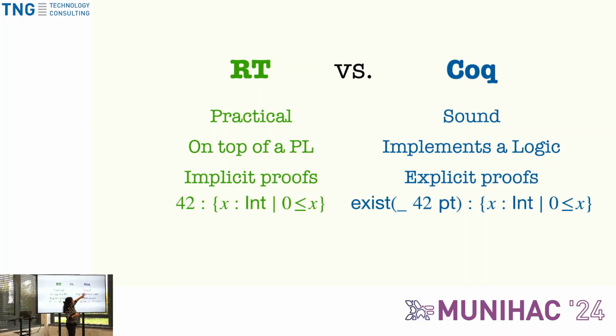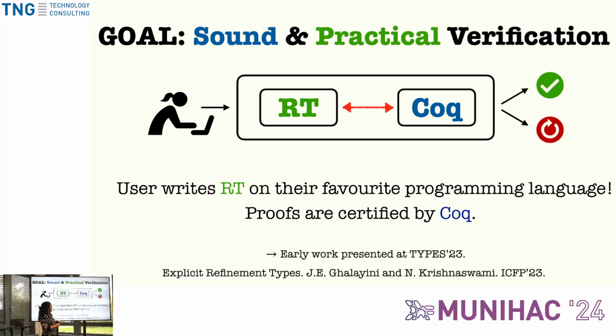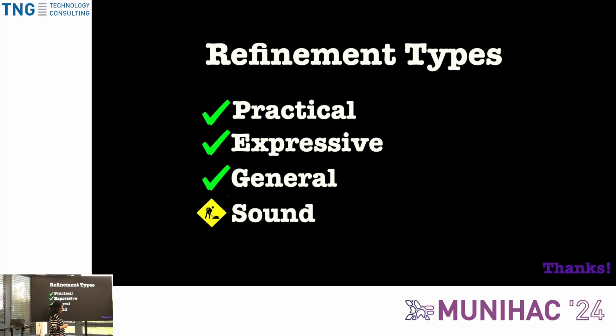Here you need to be explicit, you are more sound. Here you have all this implicit external solver on top of a programming language, but it is more practical. And ideally, what I would like to see is to combine these two features, right? So you have the user that works on Haskell or maybe any other favorite programming language. You use refinement types and all these implicit proofs to verify your program, and then there is a tool that generates proof certificates that are verified by a sound theorem prover. But until then, again, soundness is under construction, and I would like to thank you for your attention.